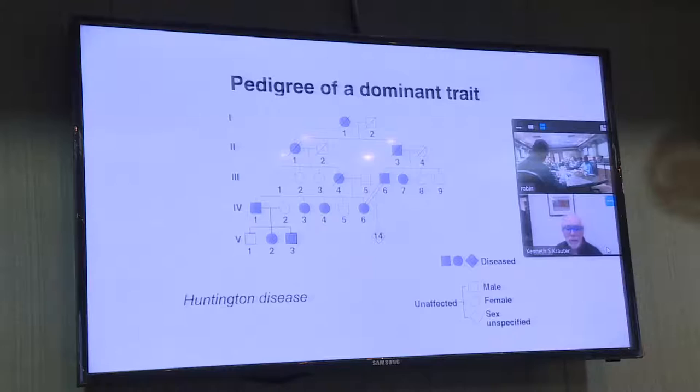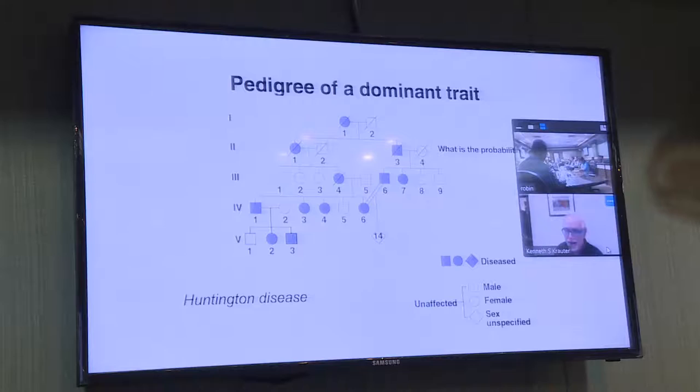So in thinking about inheritance of dominant traits and recessive traits, one dominant trait in humans is a disease called Huntington's disease. Huntington's disease is an example of a highly penetrant dominant trait, which is to say that if you inherit the mutant allele for Huntington's disease, you will get Huntington's disease no matter what the other allele is that's present. Right? So that's dominance. And so by looking at the pedigree of a family, you can make an assessment about whether a trait is inherited in a dominant way.